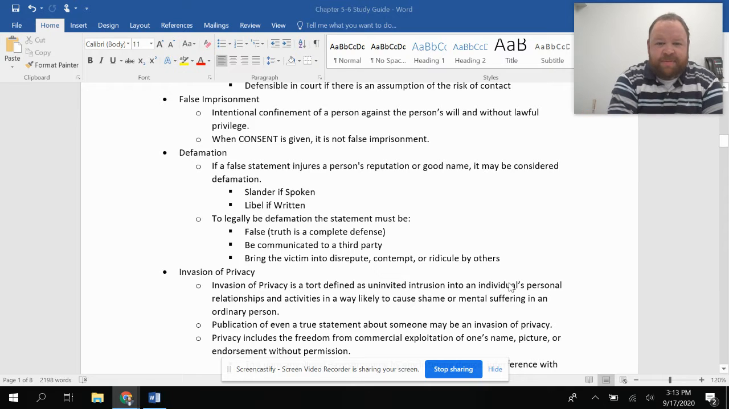Next one is defamation, which is when you make a false statement about a person's reputation, slander if spoken, libel if written. Remember that defamation is a really hard tort to prove in court, right? Because you have to prove it's false. So again, my analogy is if you call me a jerk, I'd have to prove that I'm not a jerk. It has to be communicated to a third party, and it has to bring the victim disrepute, contempt, or ridicule by others. Again, it's just really, really hard to prove those things.